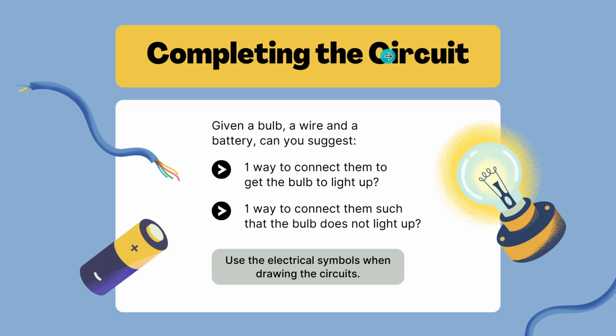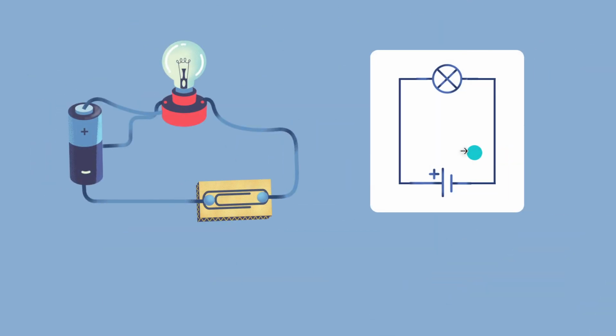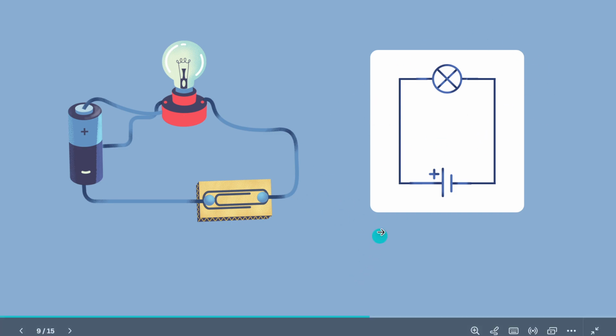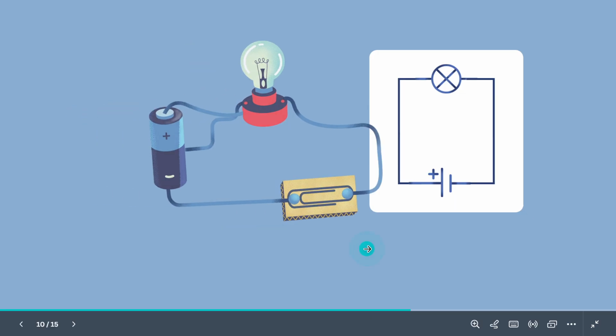Completing the circuit. Now let's complete the circuit by using three ways. See, this is our circuit. This is our normal wire, and this is the symbol. Now let's go with the next one.